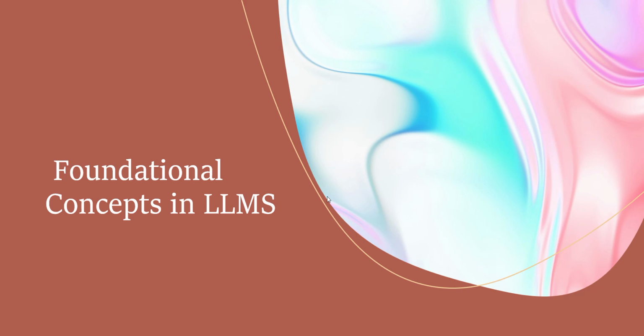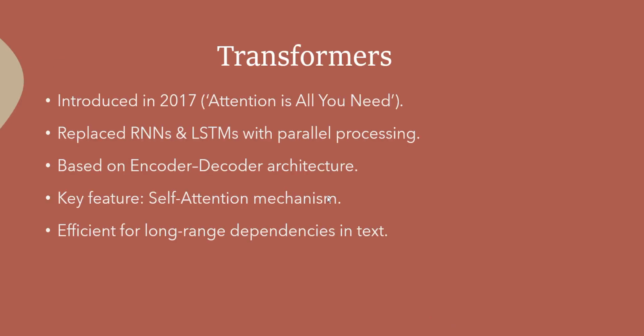What are transformers? Transformers were introduced in 2017, and they replaced RNNs and long short-term memory with parallel processing based on encoder and decoder architectures. Key features are self-attention mechanisms and efficiency for long-range dependencies in the text.